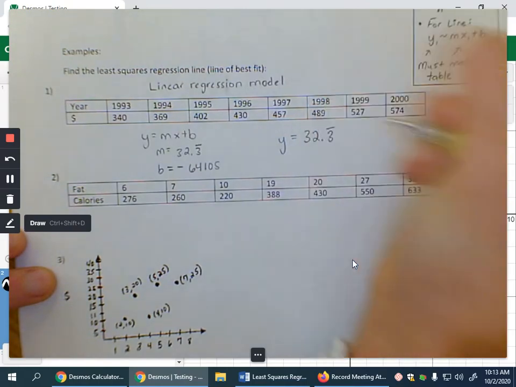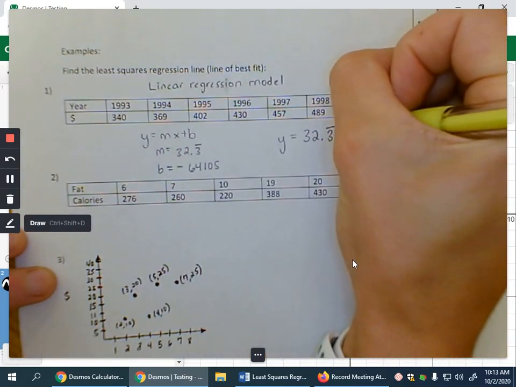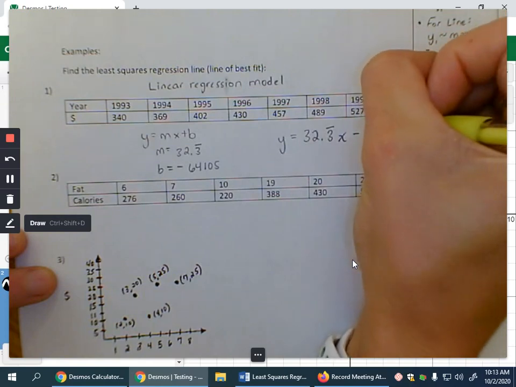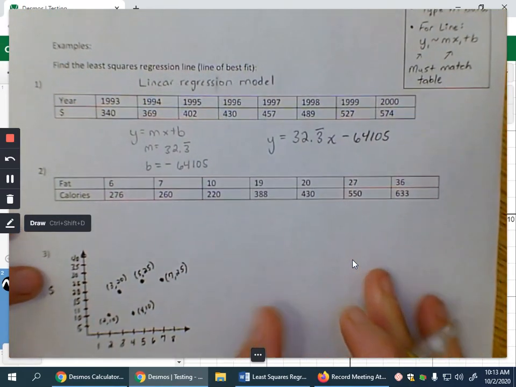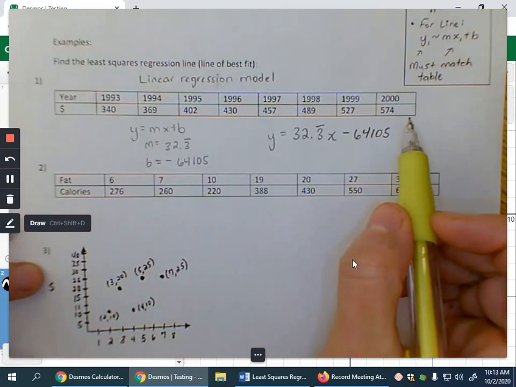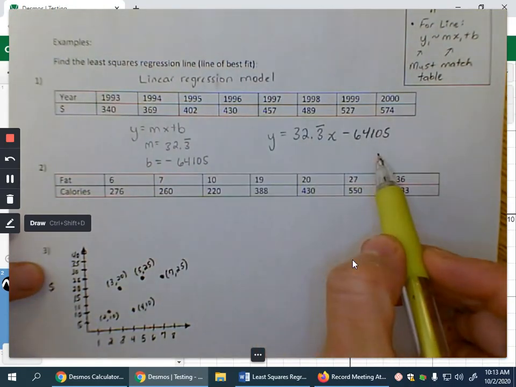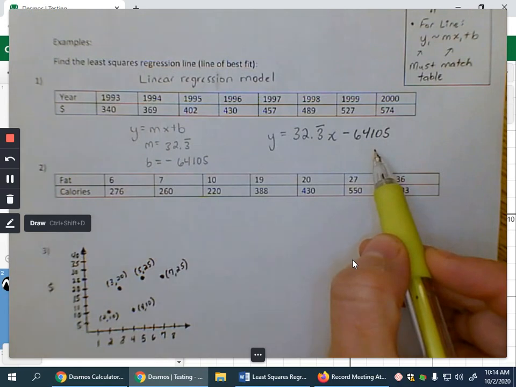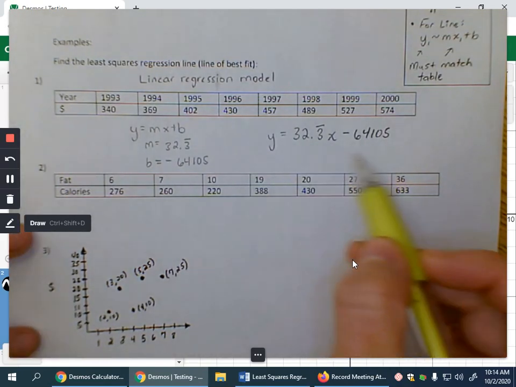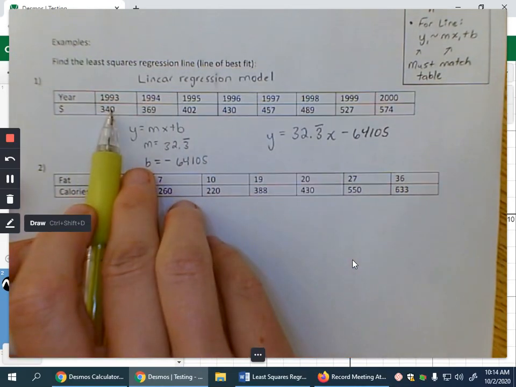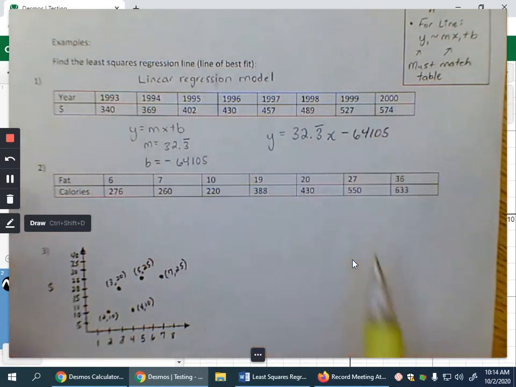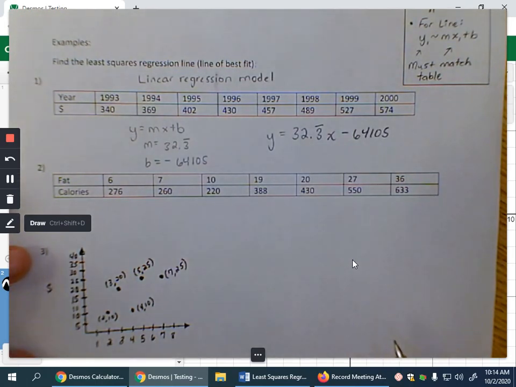So if you have years, here's the catch. They may rephrase the problem in a certain way that may say you want to use as your x the number of years since 1993. So if they say something like that, let me fit this in here. Actually, I'm going to erase this just for the moment so that I can fit this in here.